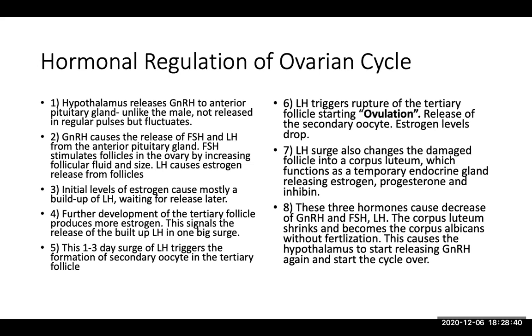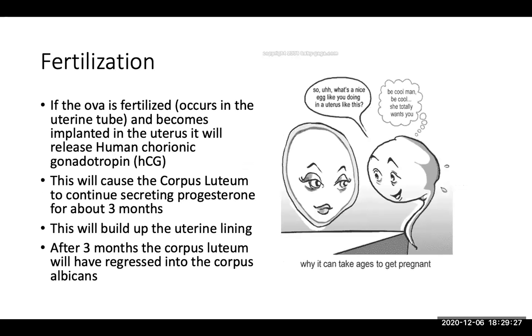This 1 to 3 day surge of luteinizing hormone triggers the formation of the secondary oocyte in the tertiary follicle. Luteinizing hormone triggers the rupture of the tertiary follicle starting ovulation and the release of the secondary oocyte. This will then drop the estrogen levels. Luteinizing hormone surge also changes the damaged follicle into corpus luteum, which will function as a temporary endocrine gland releasing estrogen, progesterone, and inhibin. And these 3 hormones will cause the decrease of GnRH, FSH, and LH. The corpus luteum will shrink and become the corpus albicans without fertilization, and this causes the hypothalamus to start releasing GnRH again and start this cycle over.